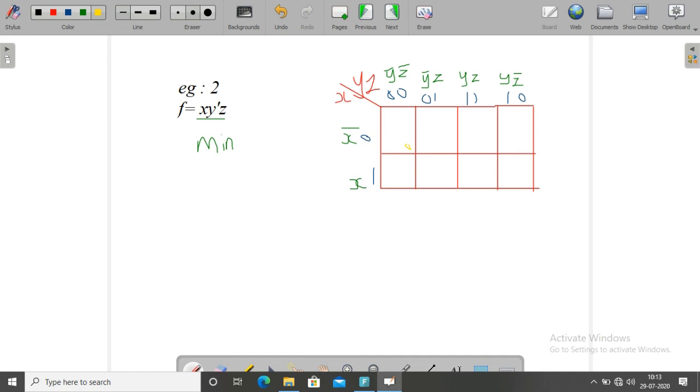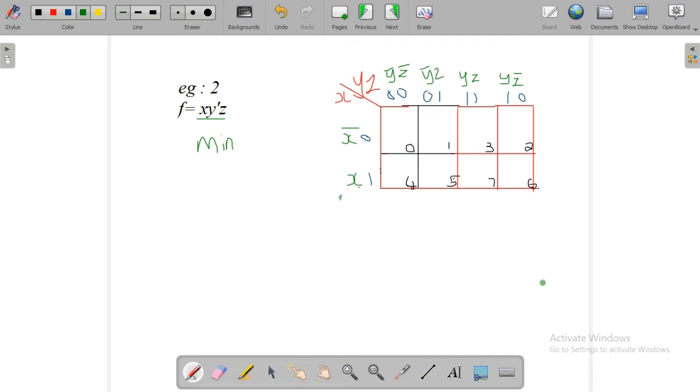Next we write the subscripts. Yellow is not visible, so I am writing in black: 0, 1, 2, 3, 4, 5, 6 and 7.